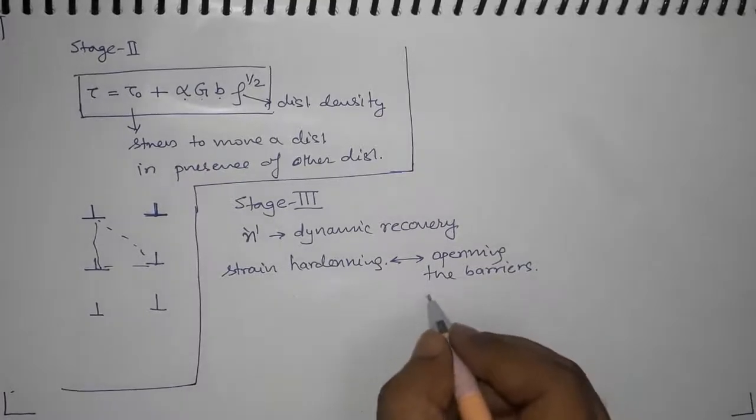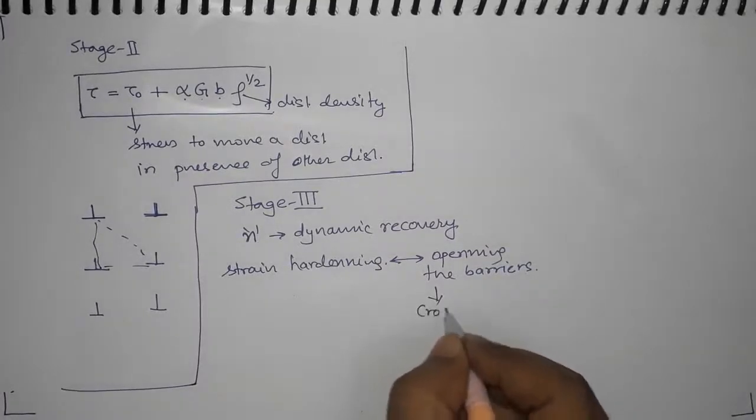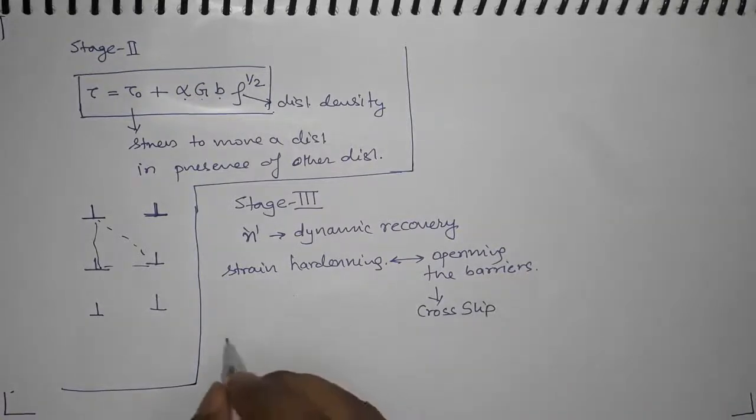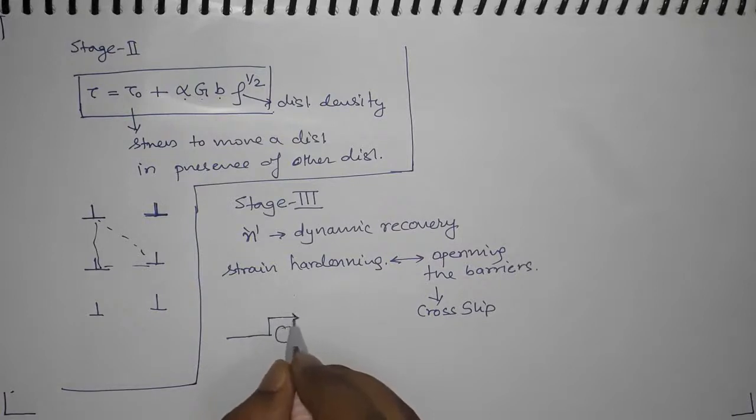So what are these phenomena? Cross slip. If cross slip happens, then a blocked dislocation can go up on a parallel plane and move easily, right?